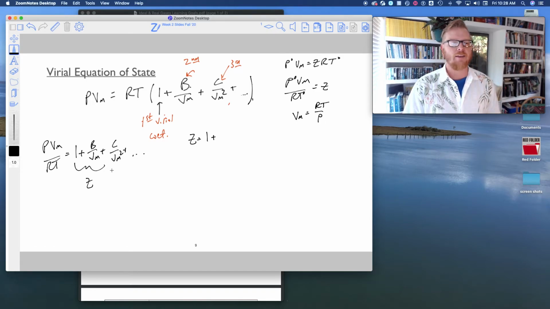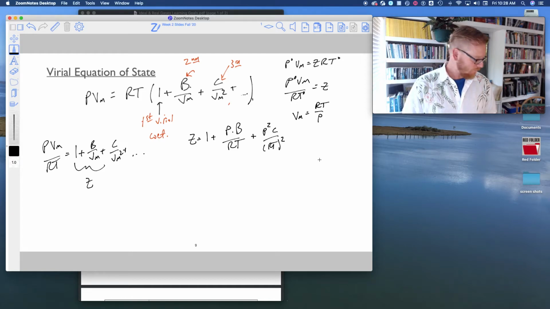So now instead of writing this as 1 plus B over Vm, I can actually write this as 1 plus P times B divided by RT. I got that because 1 over Vm is P over RT, so P over RT times B. And then, of course, the next term is going to be plus P squared C over RT squared. And now what becomes useful is that this allows me to think about Z as a function of P and T.